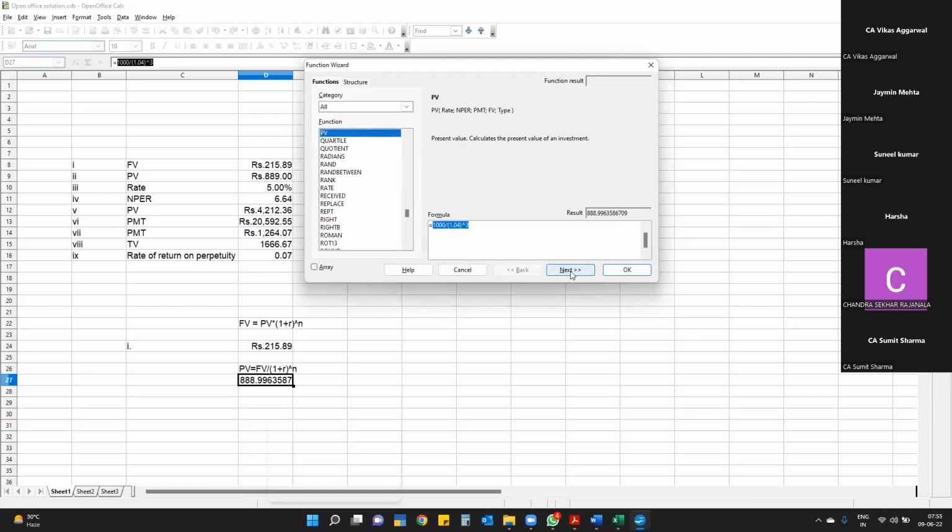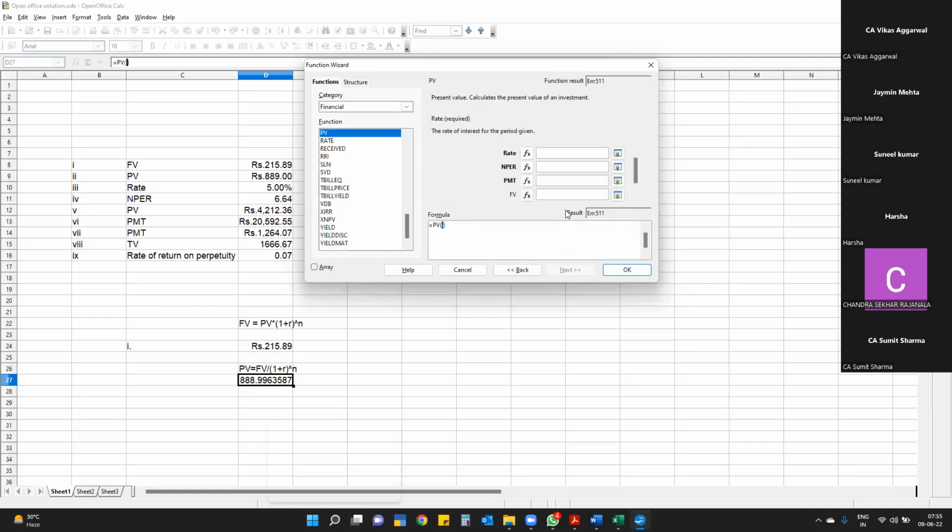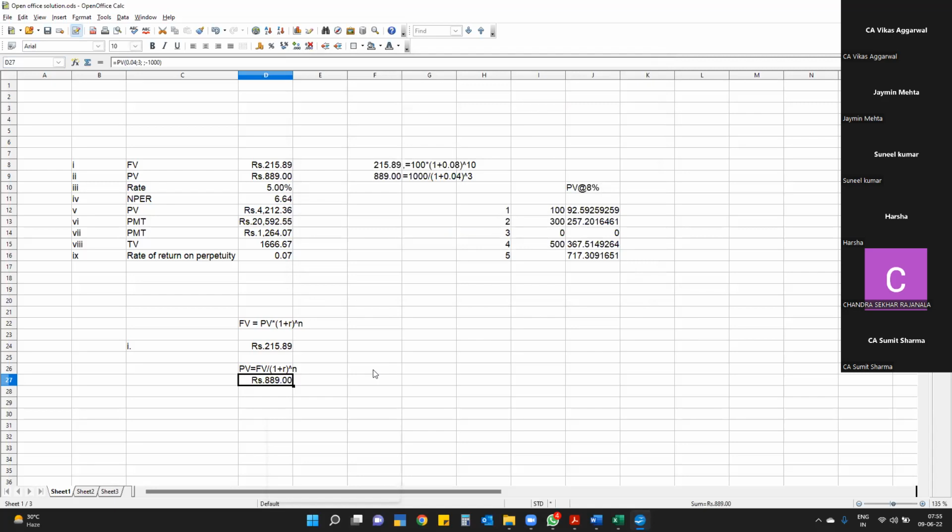And if we calculate by the function, we have the formula PV. Okay, so the rate is 0.04, nper is 3, FV is 1000. 889 is the result. So we can easily find it without writing much formula. One mark is complete. Then we have to calculate the interest rate.